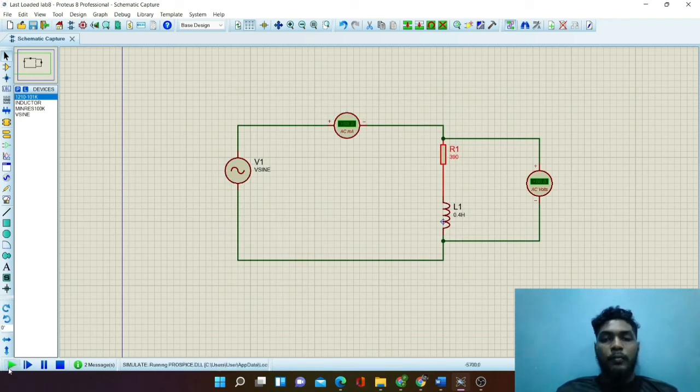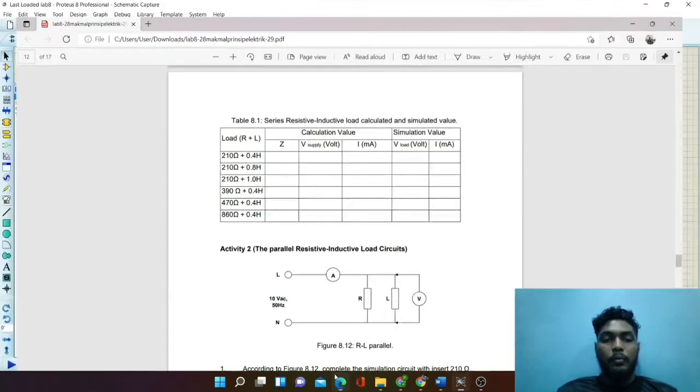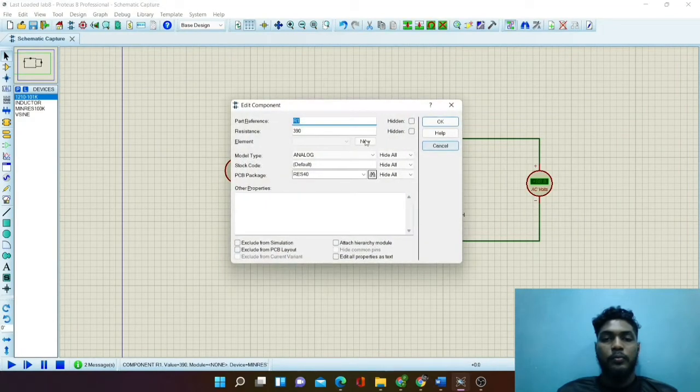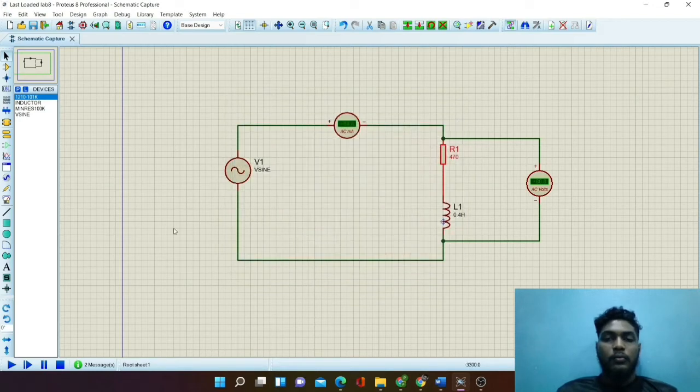So run the simulation. For this load, the AC ammeter shows 25.4 milliampere and the AC voltage is still the same. For load number 5, we put 470 ohm. We just run the simulation. The AC ammeter shows 20.6 milliampere and the AC voltage is 9.99 volt. The AC voltage is still the same.